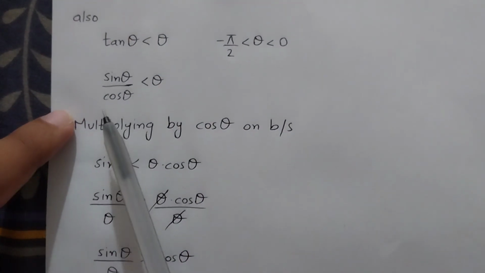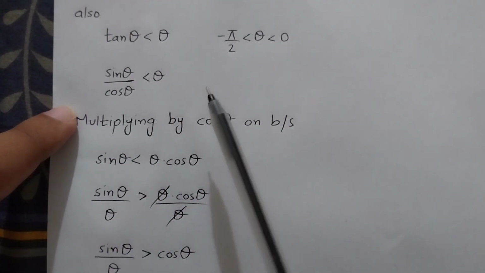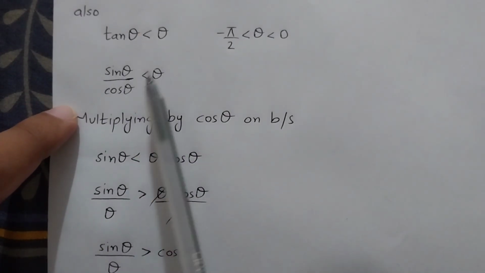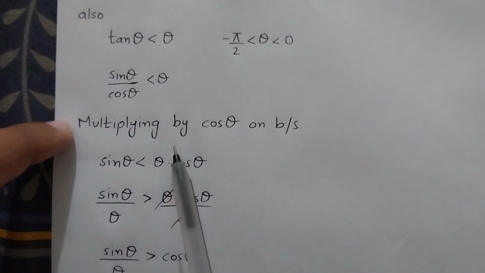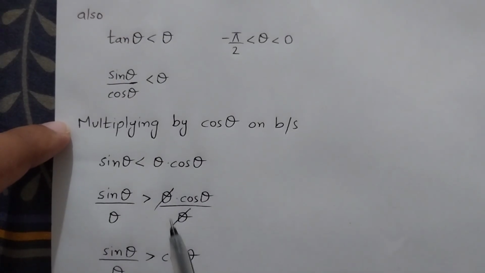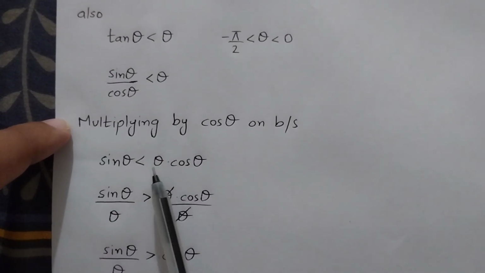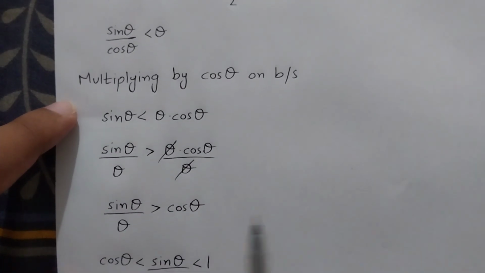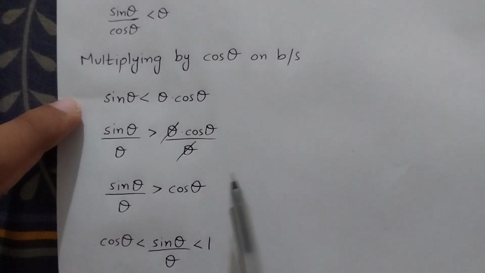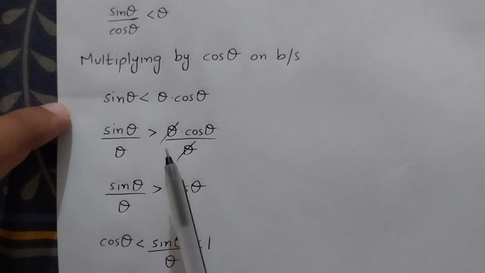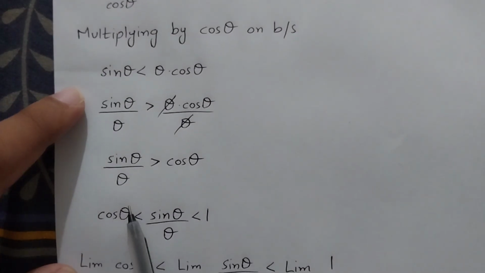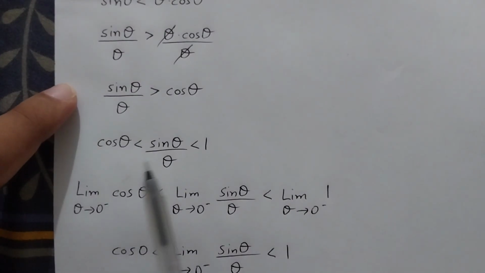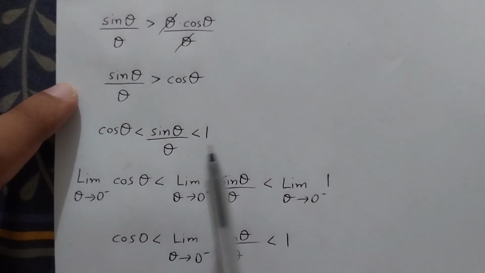So repeating the same procedure, but this time theta is just negative, writing tan theta as sin theta over cos theta, and multiplying by cos theta on both sides. So when we do that, the inequality gets changed, less than becomes greater than, because theta is negative, because we are finding the left-handed limit. So theta and theta cancel out, we are left with sin theta over theta is greater than cos theta, and when we combine both inequalities, we get cos theta is less than sin theta over theta is less than 1.